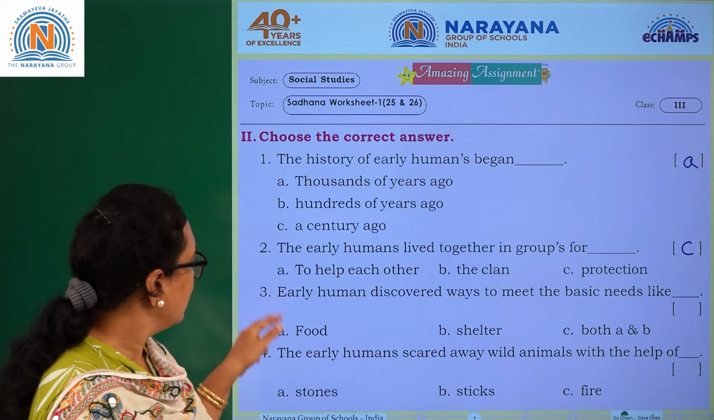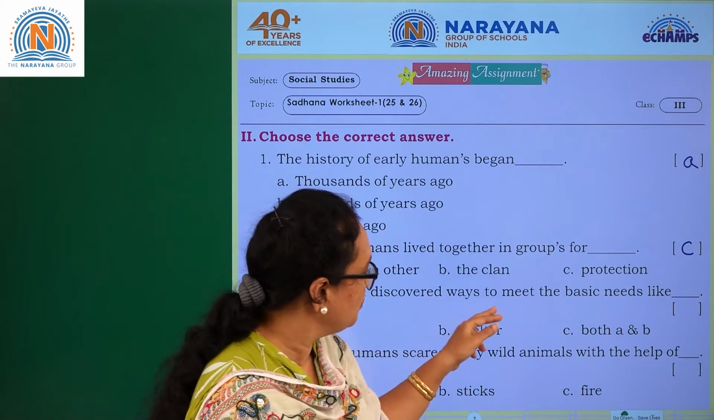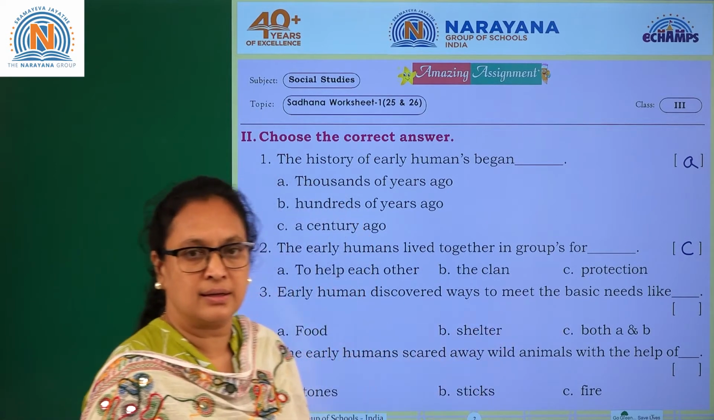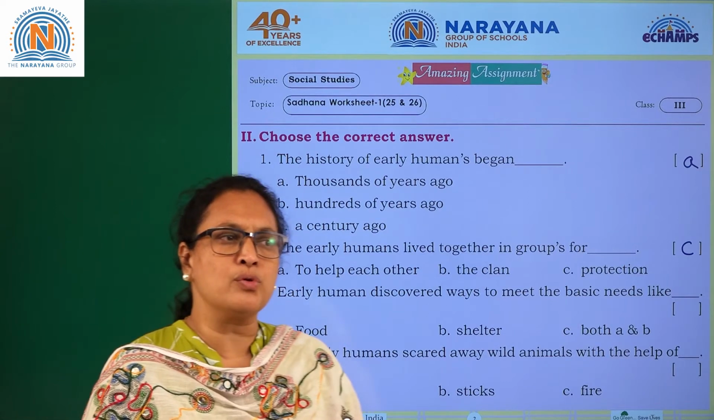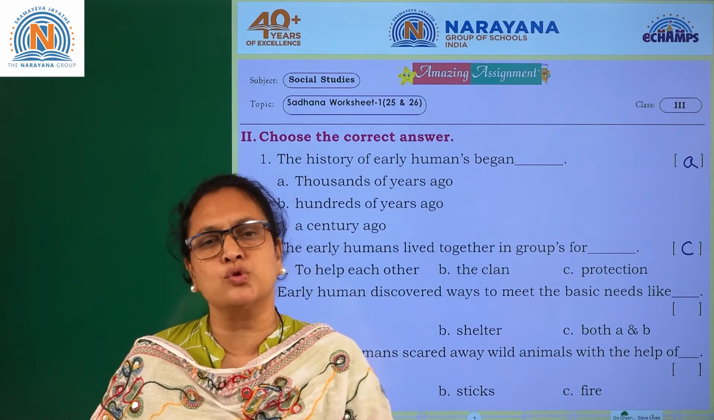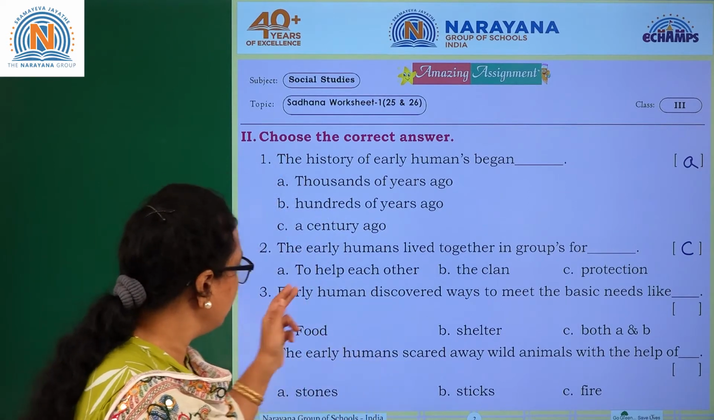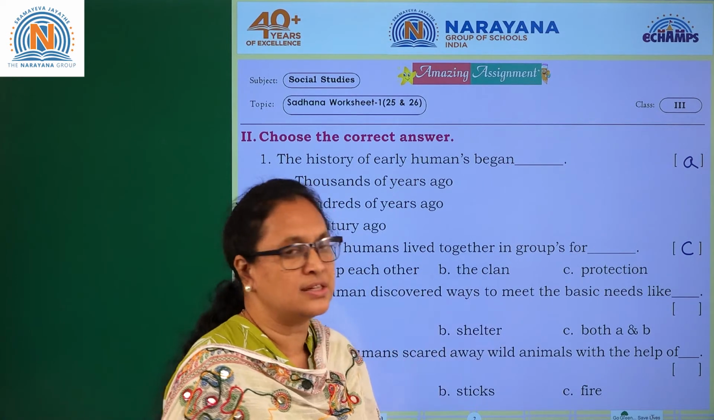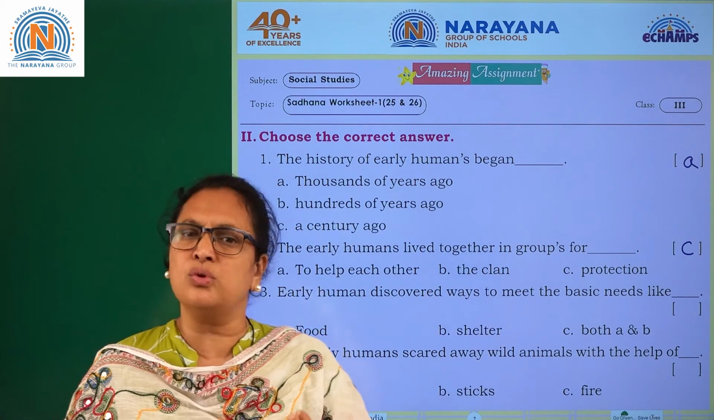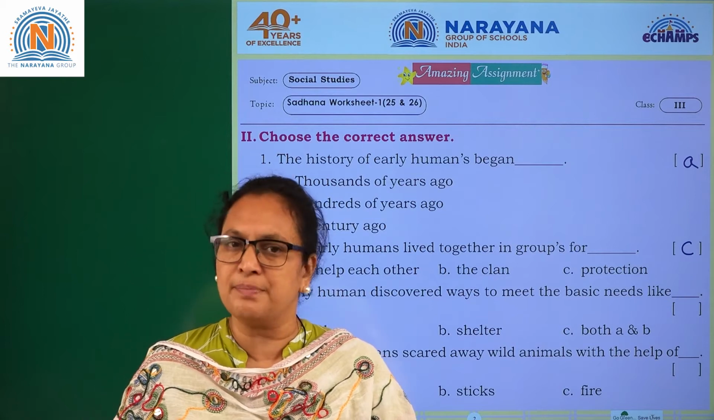Coming to the third one, early humans discovered ways to meet the basic needs. That is the process, they started discovering so many things themselves. So what is the question here? Early humans discovered ways to meet the basic needs. What are the basic needs? Food, clothes and shelter. These are the basic needs, right?